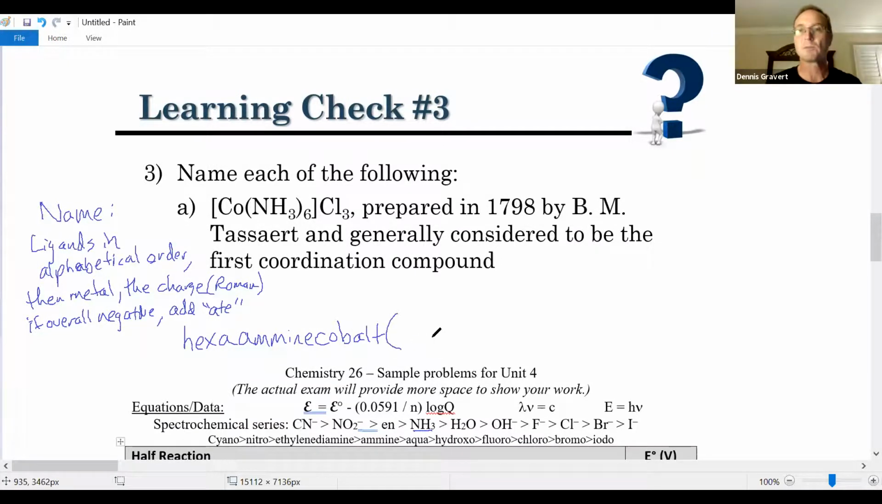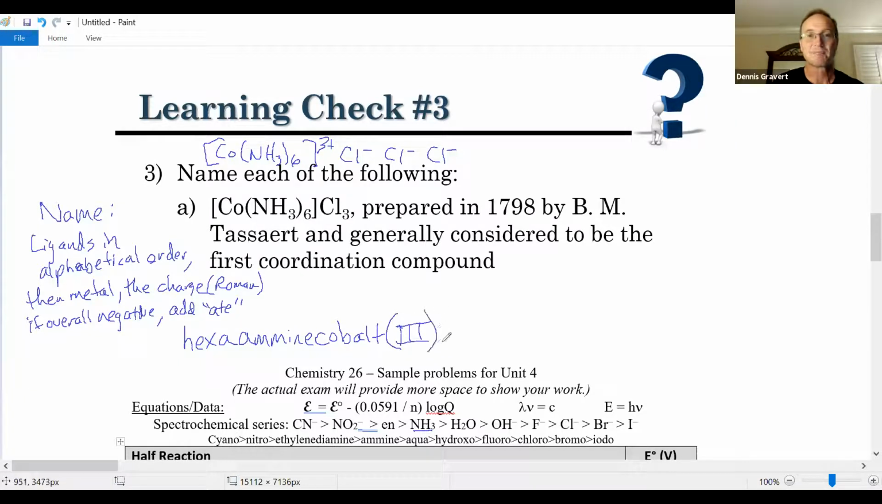And then I need the Roman numeral for its charge. Okay, so now we have to work backwards. What are these chlorides doing outside the bracket? They're all just counterions. They're all just negative charged chlorides. Why are there 3 of them? Because the whole complex must have a +3 net charge. What's the charge on ammonia? Nothing, 0. So inside here, the only thing with charge is cobalt. That must be +3. It is.